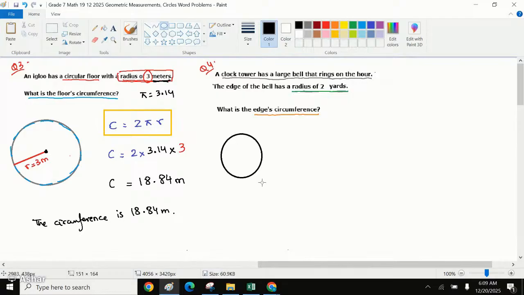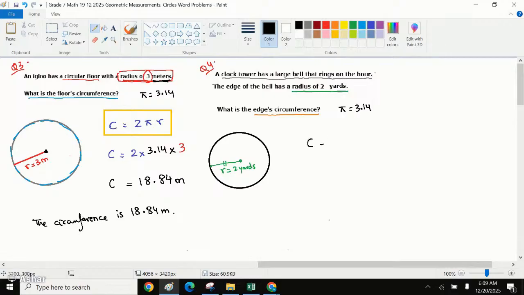In the previous question, we had a circle. In this case, it is the outer edge of the bell. The radius given to us is from the center to the circumference. This is the radius, and the radius is given as 2 yards. We need to find the circumference, and the value of pi is always taken as 3.14. We consider the approximate value to be 3.14. So can we say the circumference is 2 pi r? Because we are using the radius.